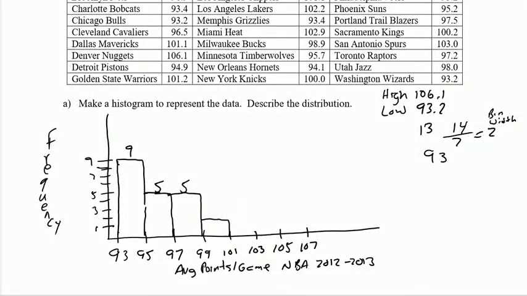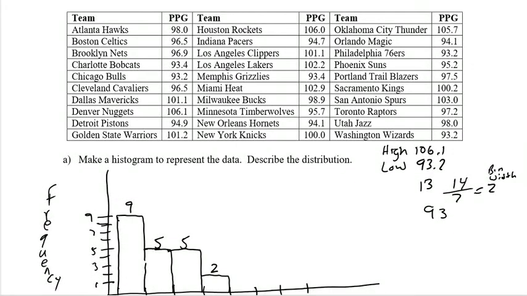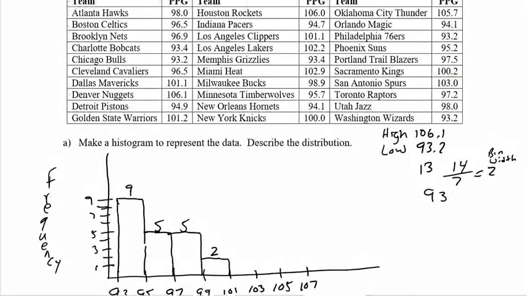101 to 103. There's 1, 2, 3, 4, 5. And the 103 does not count because that goes in the next category. So there's 5 of them. Back up to 5 here.